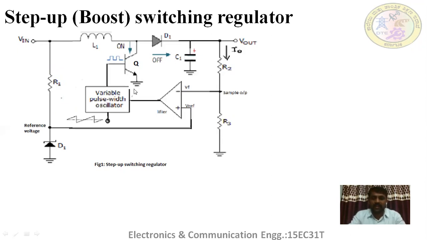What is the difference in connection? Let us see. The transistor switch is connected parallel across the source and load. This is one difference. The inductor is connected before the switch. It is one more thing. The freewheeling diode is in series. Here also its role is to filter any ripples. And the feedback circuit is formed by a resistor divider, error amplifier, and variable pulse width oscillator.